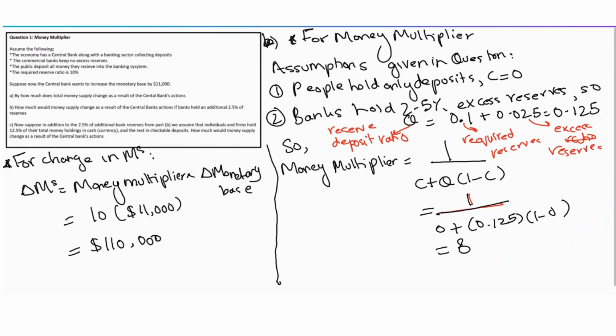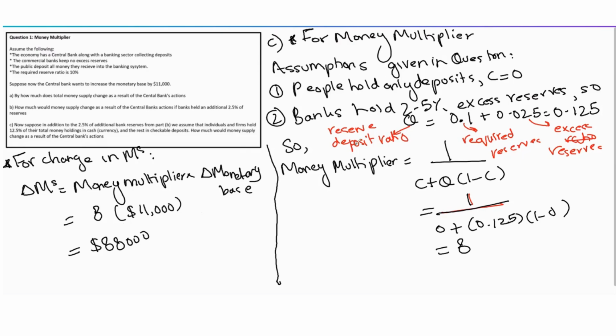Now let's look at the change in money supply. The only thing that will have to change over here is we'll make this 8. We know the change in money supply is the money multiplier, which is 8 now, times the change in monetary base, which we still look at as 11,000. So in this case, the change in money supply is going to be 88,000. So now let's look at part C, the last part.